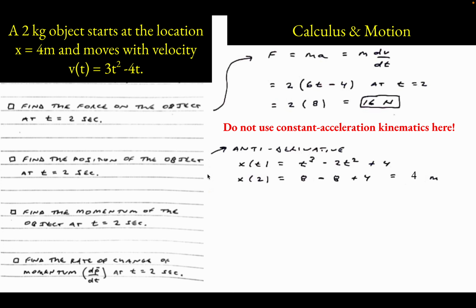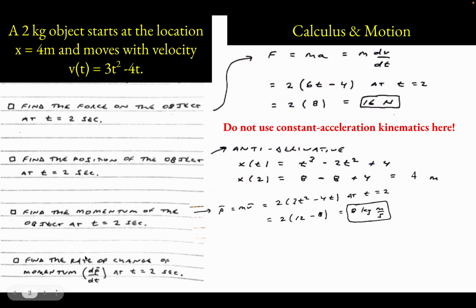To find the momentum of the object, well, that's just mass times velocity. So if you just take the velocity function that we're given and multiply it by the mass, then that would be your momentum function. And then you would just check it at t equals 2 seconds, and that would be the momentum of the object at that time.